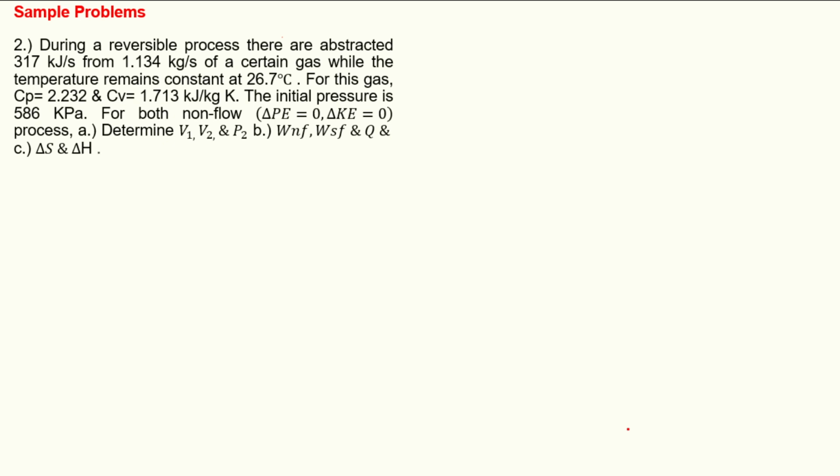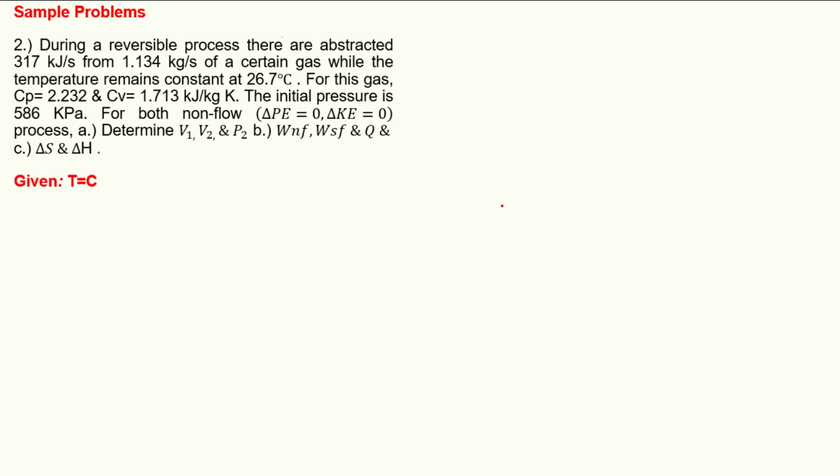For the second problem, during a reversible process, 317 kilojoules per second are abstracted from 1.134 kilogram per second of a certain gas while the temperature remains constant at 26.7 degrees Celsius. For this gas, Cp is equal to 2.232 and Cv is equal to 1.713 kilojoules per kilogram Kelvin. The initial pressure is 586 kilopascal. For both non-flow and steady flow, delta PE is equal to 0 and delta KE is equal to 0. Find V1, V2, and P2, also the work non-flow, work steady flow, heat, delta S, and delta H.